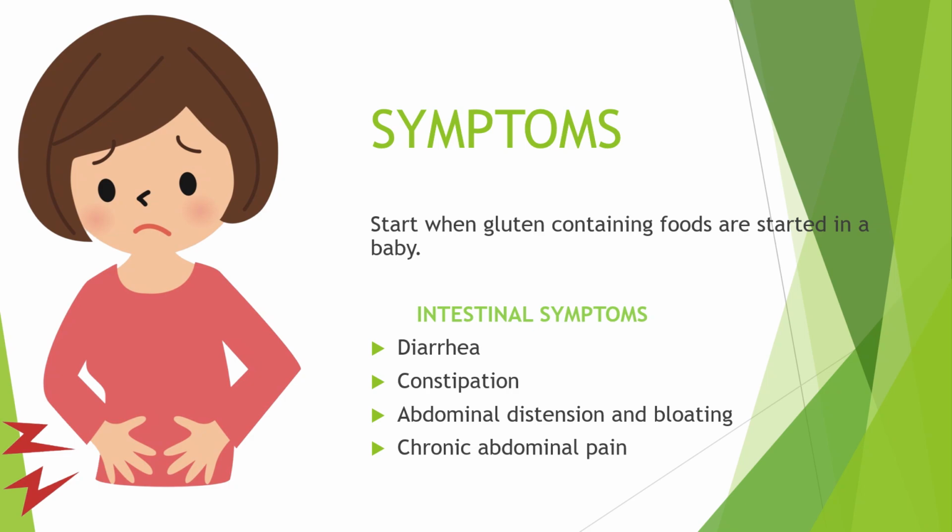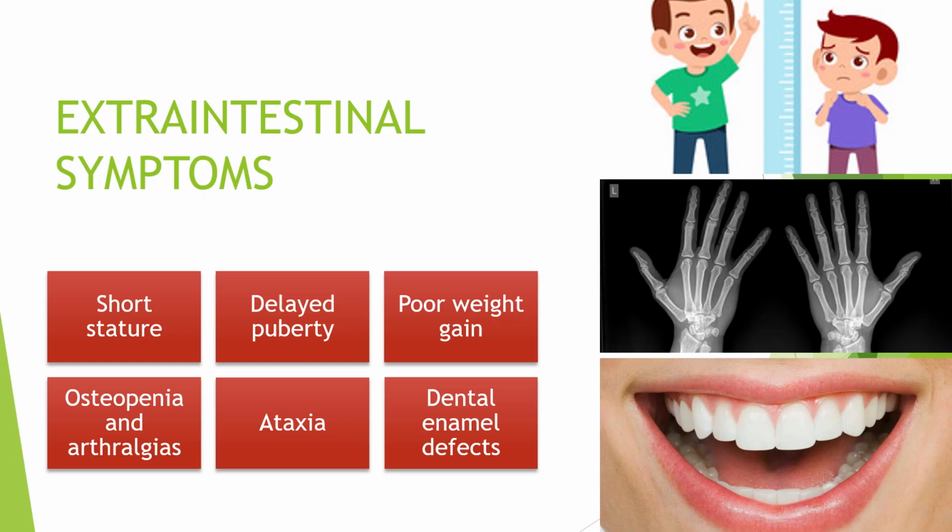What are the symptoms? Symptoms start around the time of weaning, when babies are introduced to new foods. There can be intestinal or extra-intestinal symptoms. Intestinal symptoms are diarrhea, constipation, abdominal distension and bloating, and chronic abdominal pain can be there. There can be extra-intestinal symptoms like short stature, poor weight gain, delayed puberty, arthralgias and osteopenia, ataxia, and dental enamel defects.